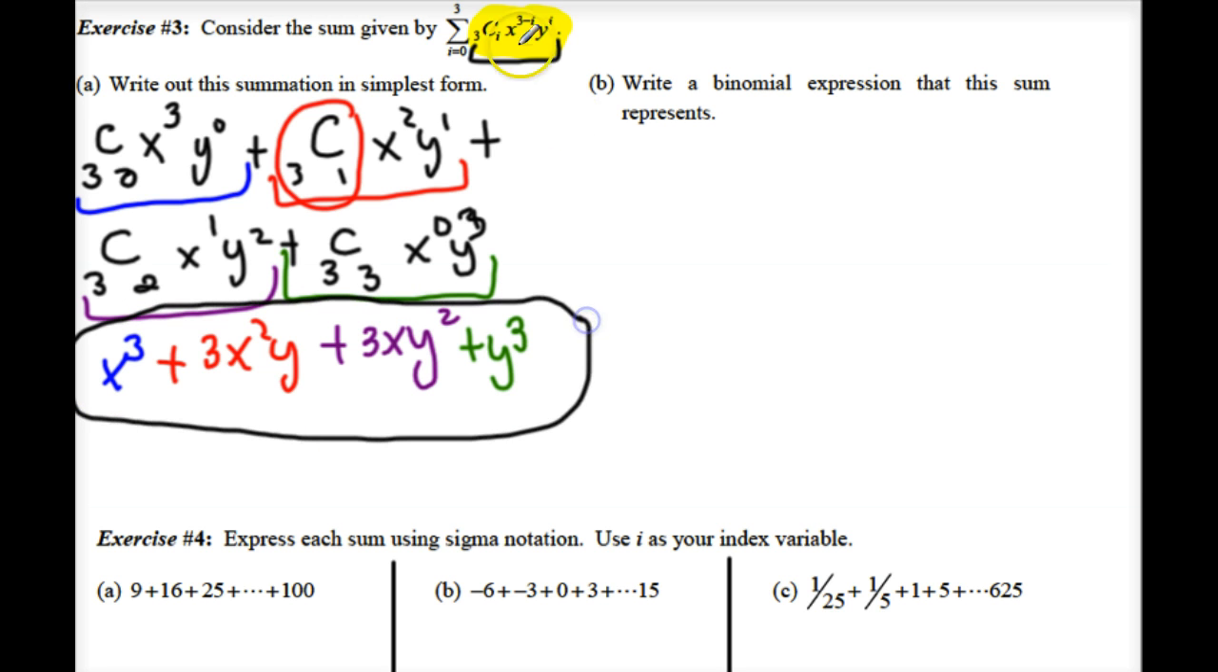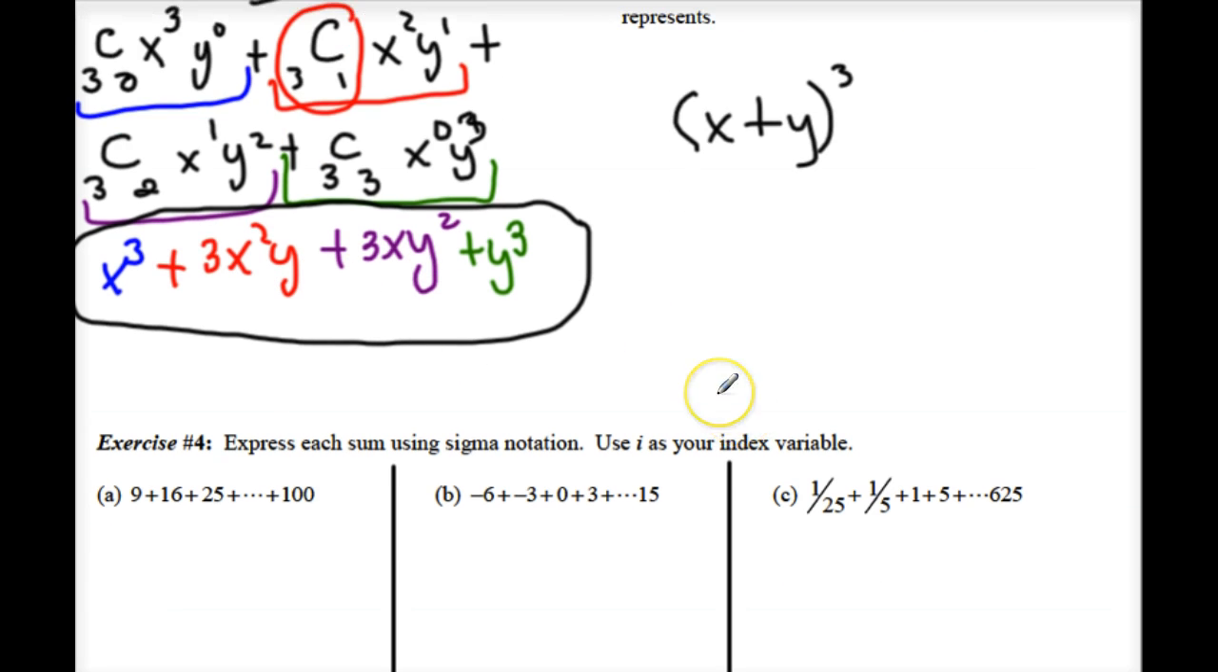So again, you're just substituting this. It says write a binomial expansion that this sum can represent. So remember we talked about binomial expansion in unit 6. How can I find a binomial expansion? So pretty simple. We know that this is actually going to be x plus y to the third power. The 3 comes from the number on top, and it's x plus y. There's no number in front of x and y, and we're doing addition because here is the summation. And that's it.